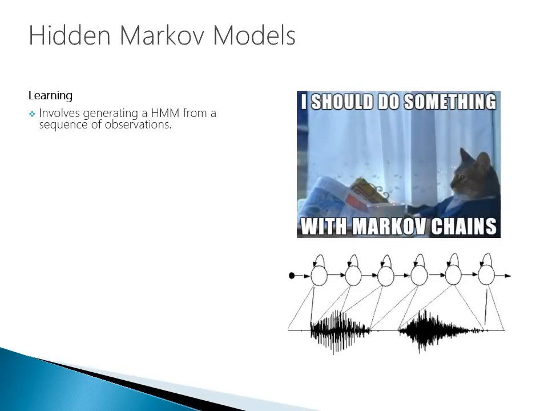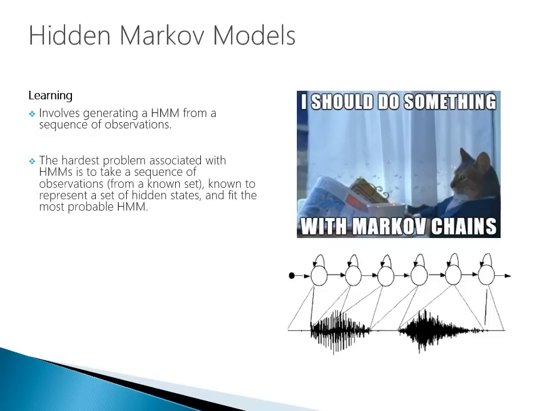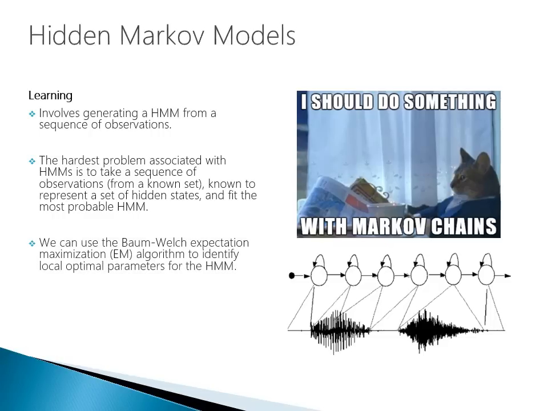And finally, learning. Learning involves generating a hidden Markov model from a sequence of observations. The hardest problem associated with hidden Markov models is to take a sequence of observations from a known set, known to represent a set of hidden states, and fit the most probable hidden Markov model. We can use the Baum-Welch expectation maximization algorithm to identify the local optimal parameters for the hidden Markov model.